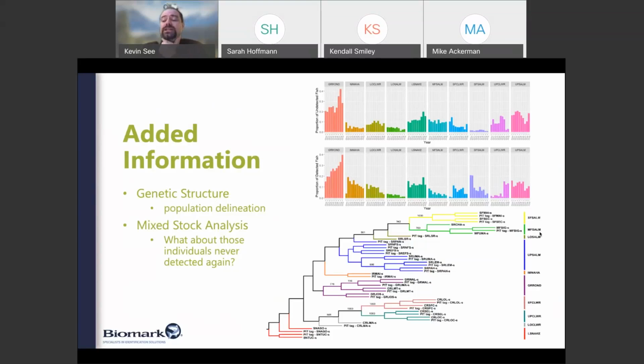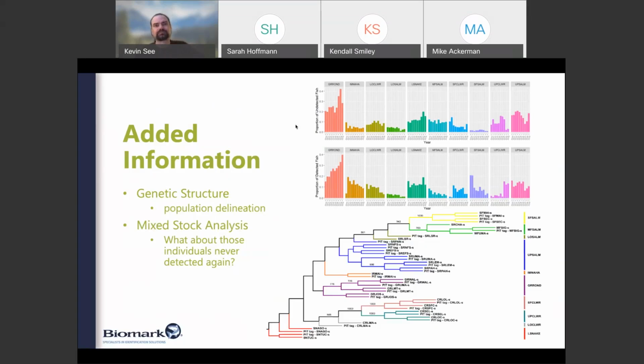Some of the other added information you might get, this is in particular looking at genetic data from those fish in hand at Lower Granite. You can look at your population structure genetically. You can see which populations are most closely related and which ones are very genetically distinct. You can kind of see that information in this diagram down here. I also just wanted to talk about the mixed stock analysis, the idea that from that genetic data, you get some idea of where these fish may be headed.